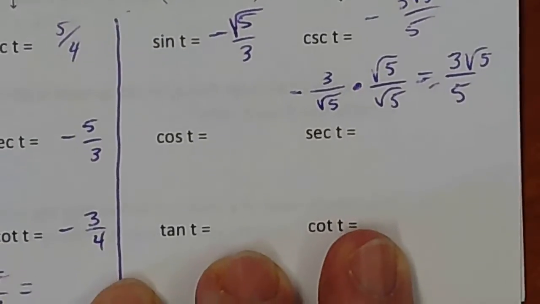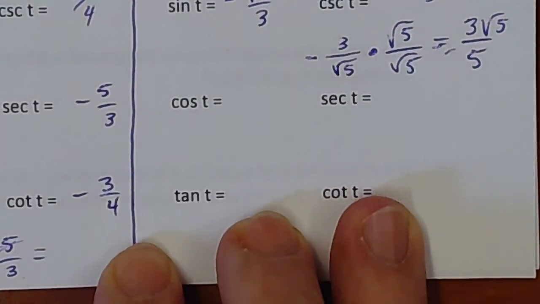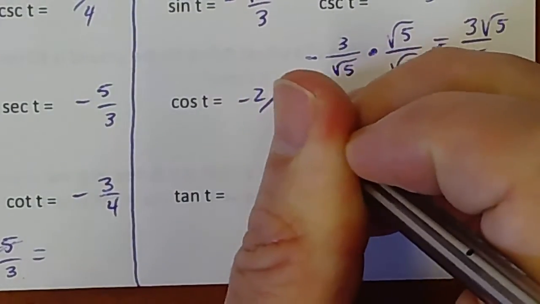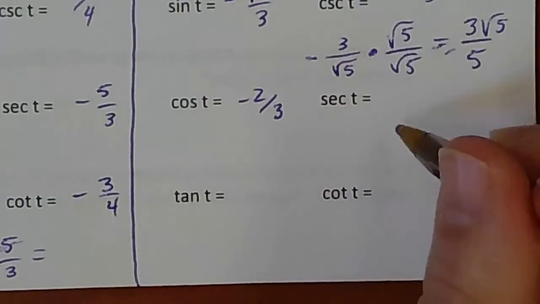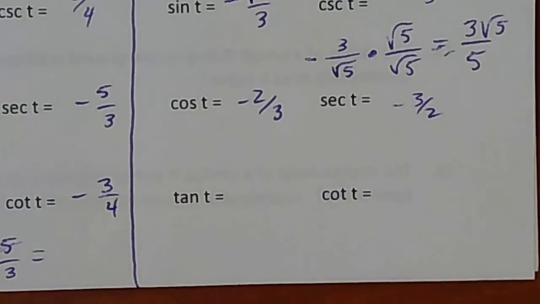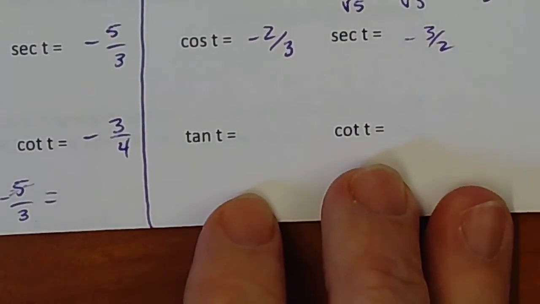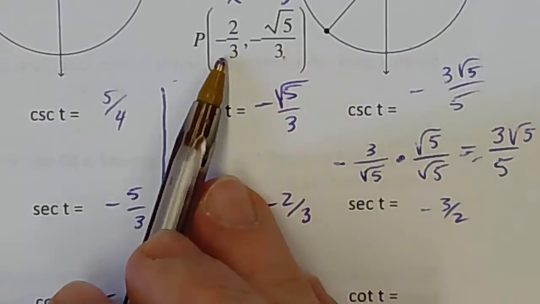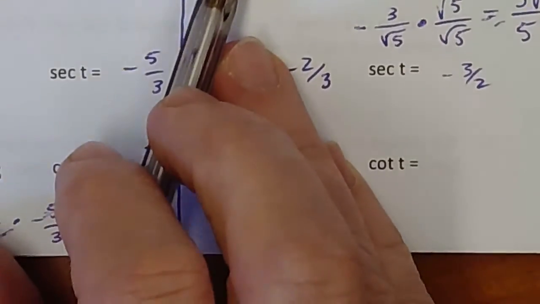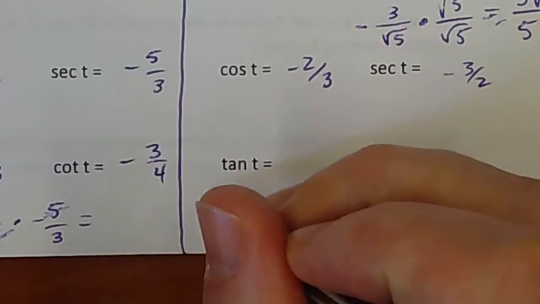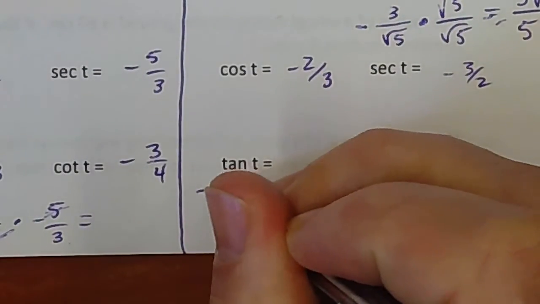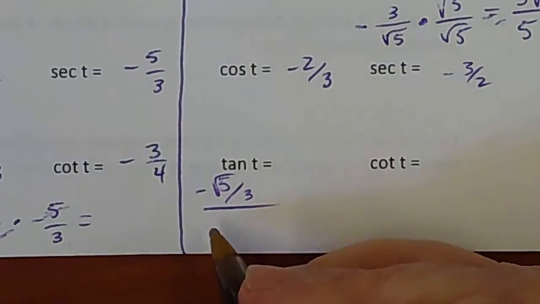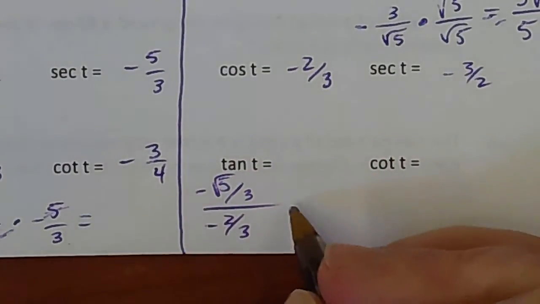Cosine and secant is pretty straightforward. X over r, so the x is negative 2/3 divided by 1, so that gives us negative 2/3 right away. And then secant's negative 3/2. Okay, tangent. Y over x, so I've got to take this fraction divided by that fraction. There's going to be a lot of dividing by fractions in trigonometry. You've got to just get used to the math. So I have this over the negative 2/3.